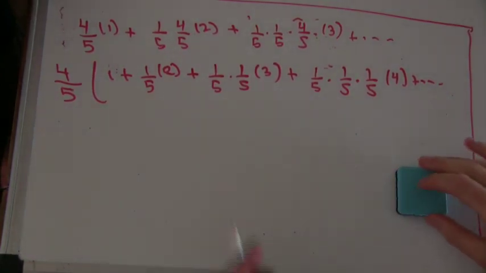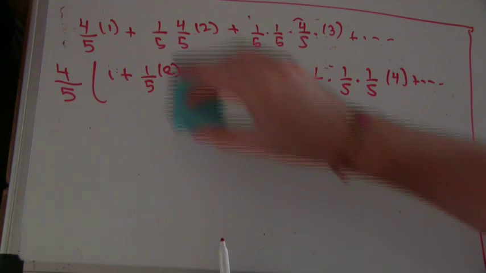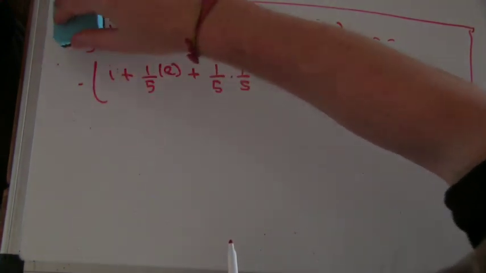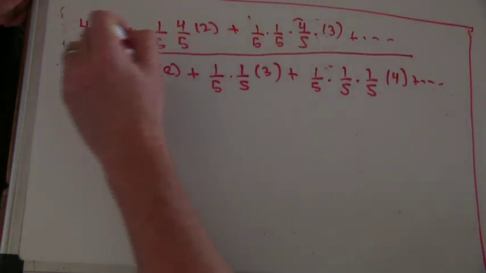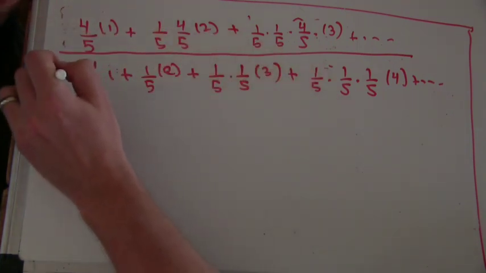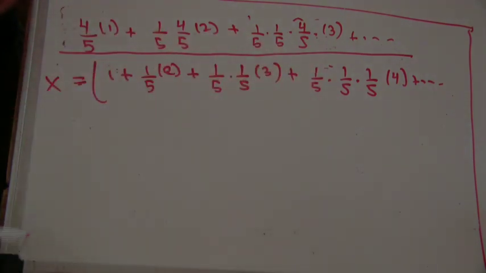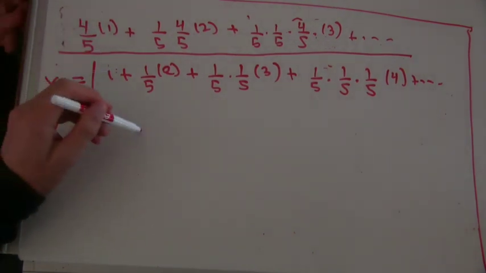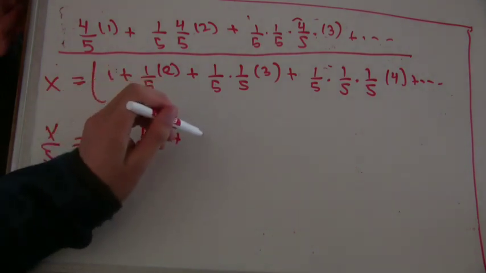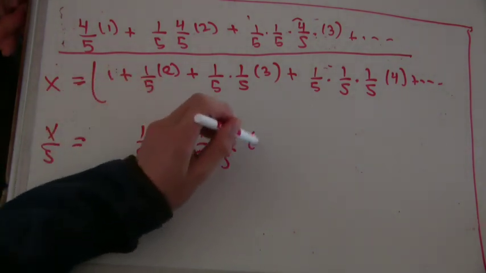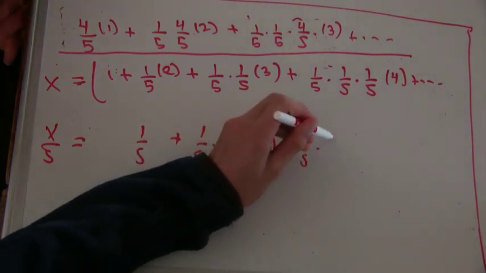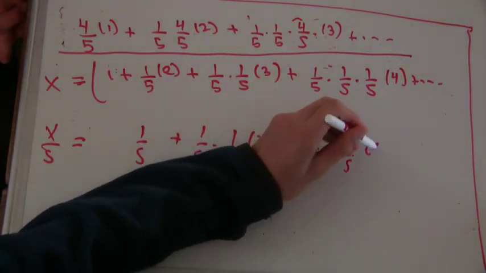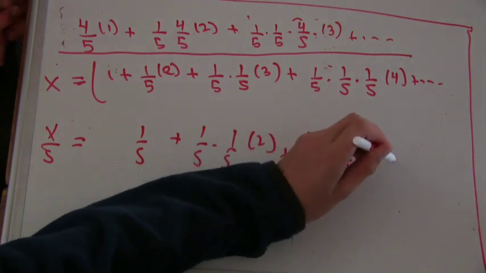Okay, so we want to just work with the series inside here. Yeah. So let's just ignore the 4/5 for a moment. I'll just remember it right up here. So you want to call this x. Yeah. Okay. And then I'm going to multiply by 1/5, maybe. So I'm going to say x over 5 equals 1/5 plus 1/5 times 1/5 times 2 plus 1/5 times 1/5 times 1/5 times 3, and then and so on.